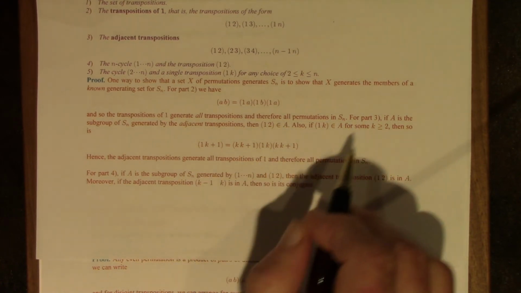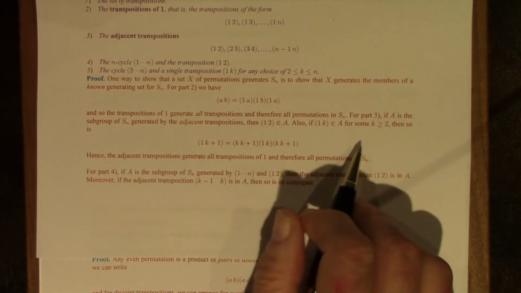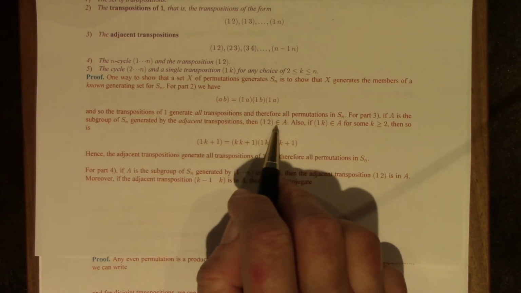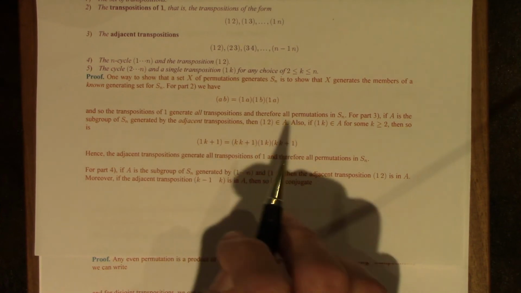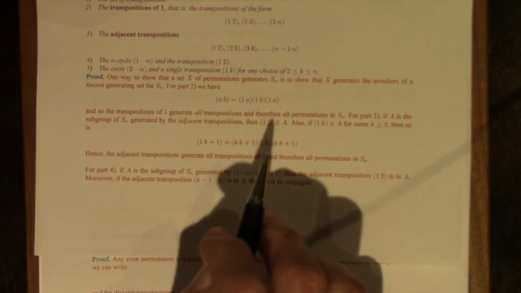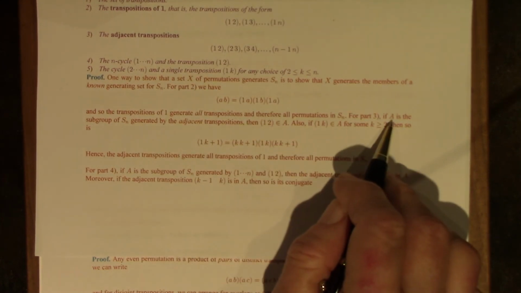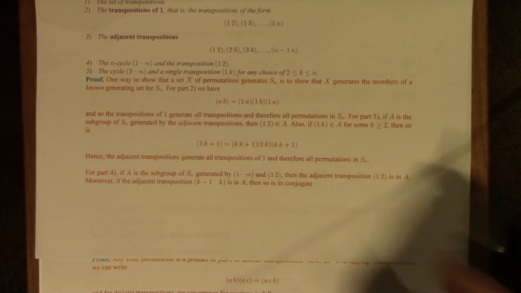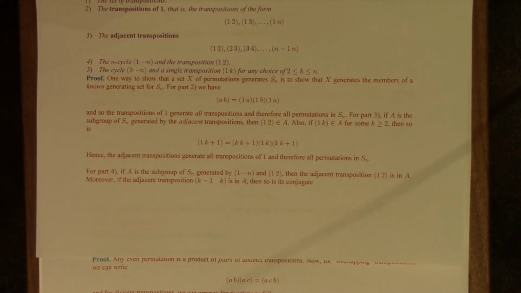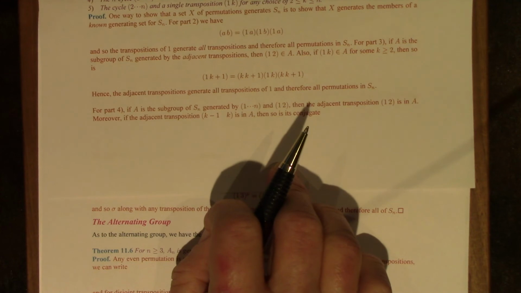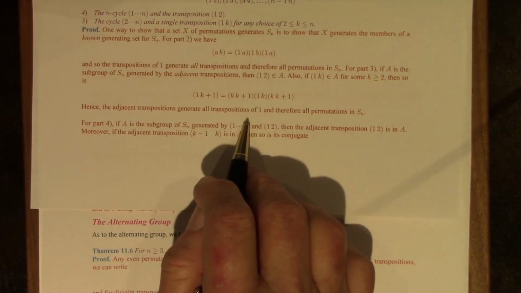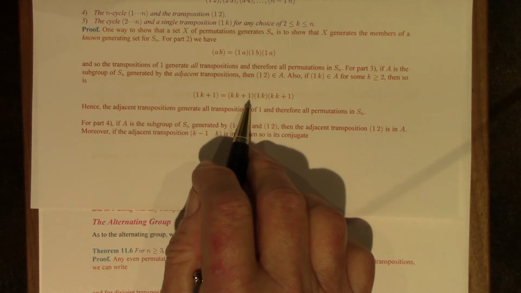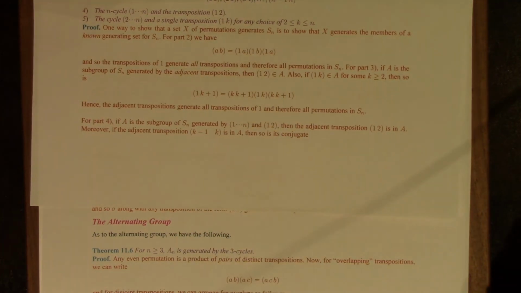So this is a little mini induction, if you want. (1 2) is in A, and if (1 k) is in A, so is (1 k+1). Therefore, every transposition of 1 belongs to A, and so A has to be Sn. So the adjacent transpositions generate all the transpositions of 1, and therefore all permutations.